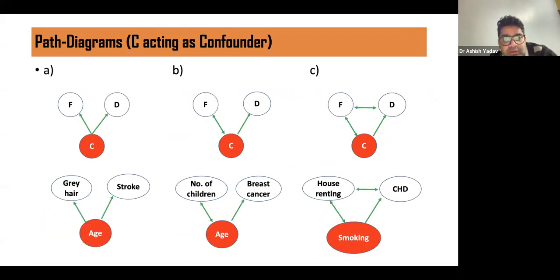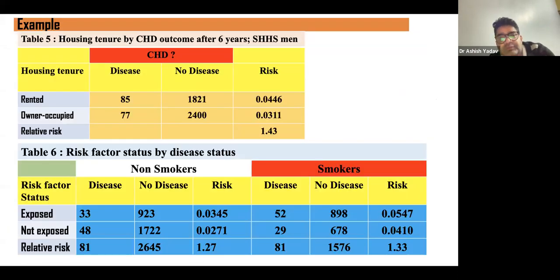This table we have not solved yet. So suppose we are considering CSD and housing tenure, and we are getting an RR of 1.43. And suppose we have considered the third factor, smoking, as the confounding variable, and we have got risk values of 1.27 and 1.33.